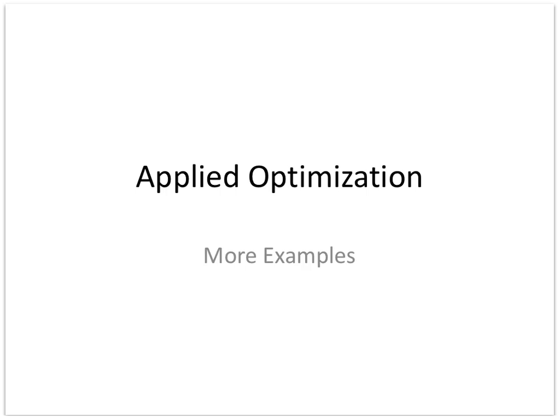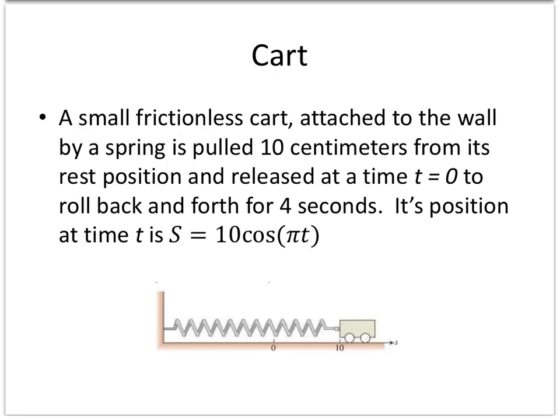Lab, another applied. I think the only part that's kind of weird about it is the trig function. Okay, so we go back to pre-cal. It says a small frictionless cart attached to the wall by a spring is pulled 10 centimeters from its rest position. And when I read this, I think, this would be something I would invent, pull this and it just goes back and forth, and I just stare at it.